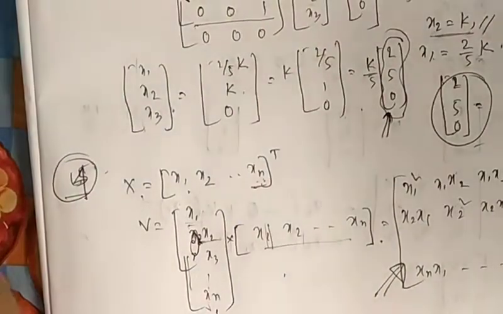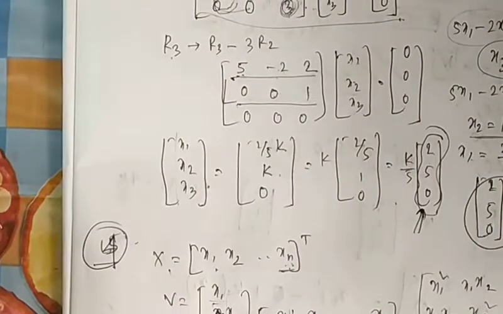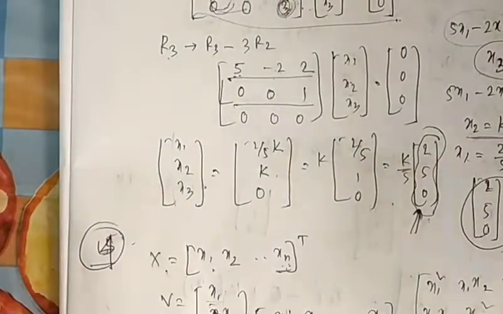So next is question 14. It is given that x is a vector x1, x2, x3 up to xn, and v is also given, and it is an n-tuple.